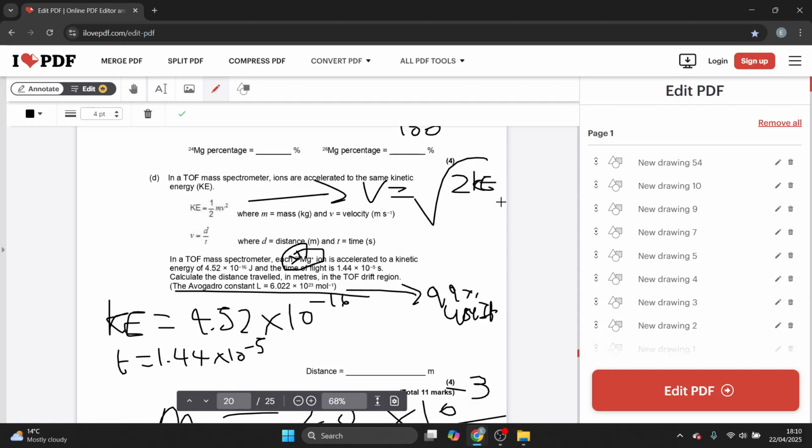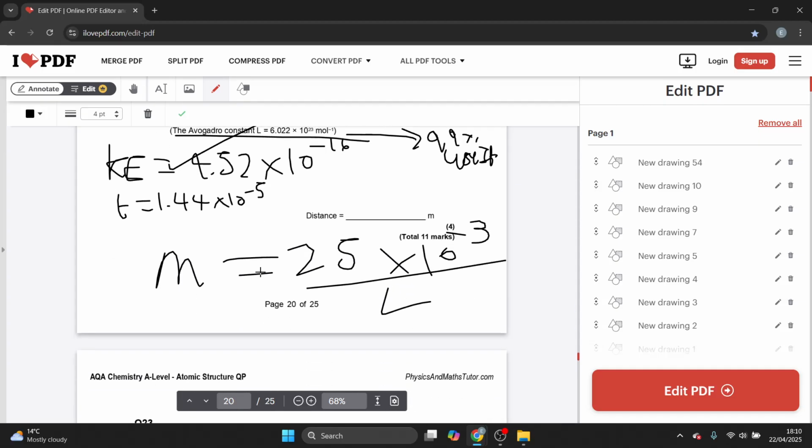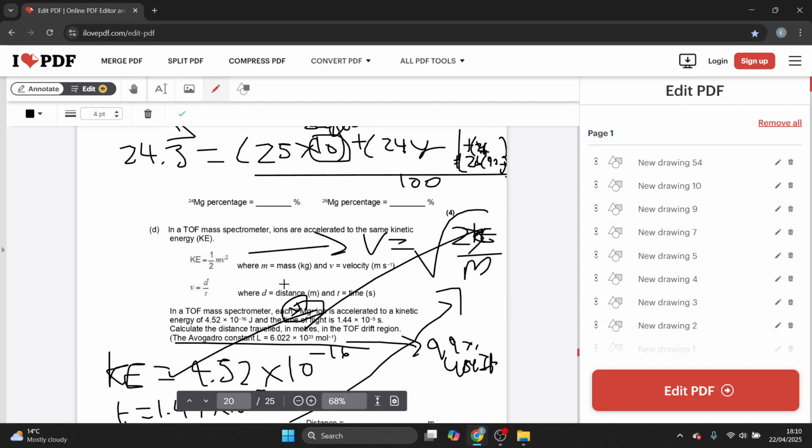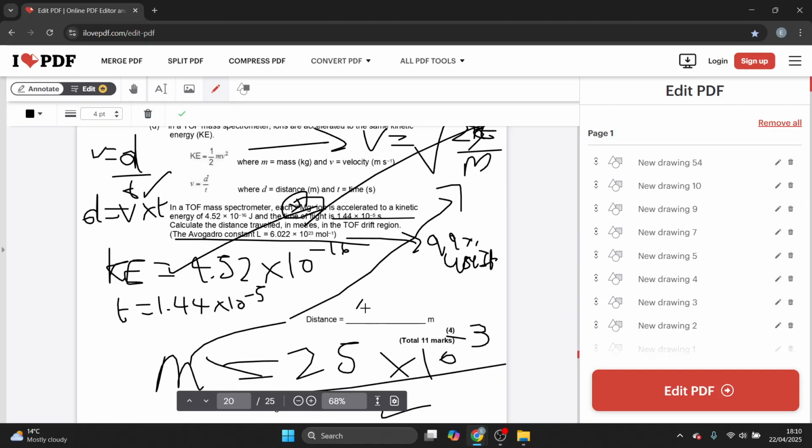v equals square root of 2KE over m. I've got kinetic energy. Substitute that into there. You get the velocity, but Iman, that's the velocity, not distance. Yes, but velocity is distance over time. Therefore, the distance is the velocity times time. And you just worked out velocity. The only thing you don't have is time. Never mind, you do. It's given in the question. And that's it. You get 2.13.